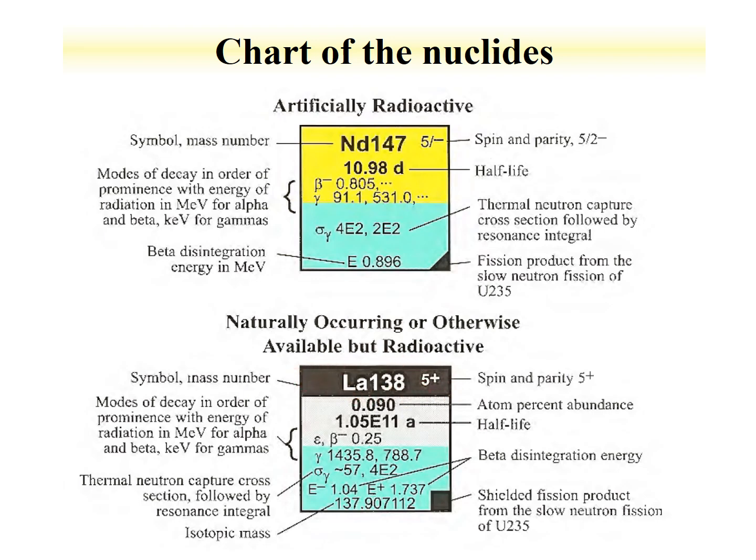So lanthanum-138, a spin of 5 plus. This is the abundance, so 0.09% of lanthanum is this isotope. The half-life is 1 times 10 to the 11th years. So 1 times 10 to the 11th years, if Earth is 4.5 billion years old, the half-life is longer than the age of the planet.